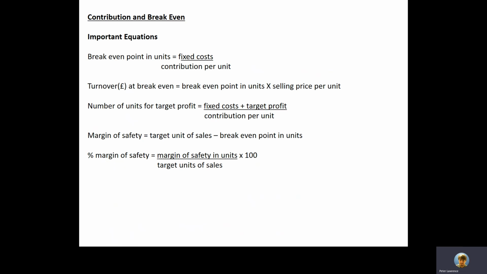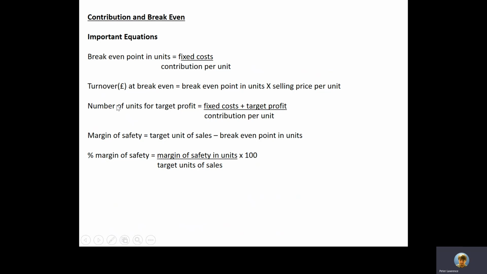Now, there are some equations that you need to learn. You're going to learn about break-even point, which is fixed costs divided by contribution per unit. That answer will be in units, as it says there. Make sure that you always write units after your answer. Your turnover at break-even point is units times selling price per unit.